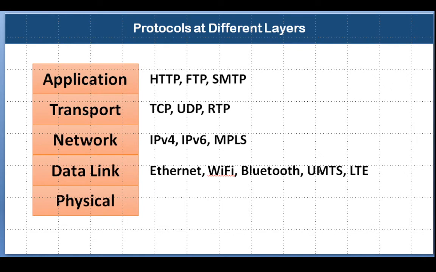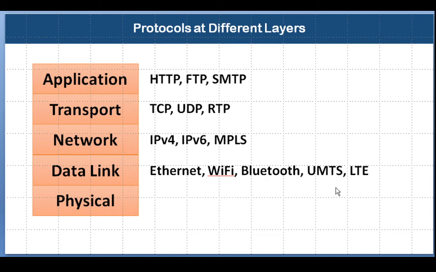These are the certain protocols which are working on each and every layer. At the physical layer, you know that there are encoding techniques, line coding techniques, analog to digital conversion, digital to analog conversion. So all these methods are there. At the data link layer, for wired connection we use Ethernet, and for wireless connection we use Wi-Fi, Bluetooth, UMTS and LTE. I will explain all these one by one in the coming lectures.